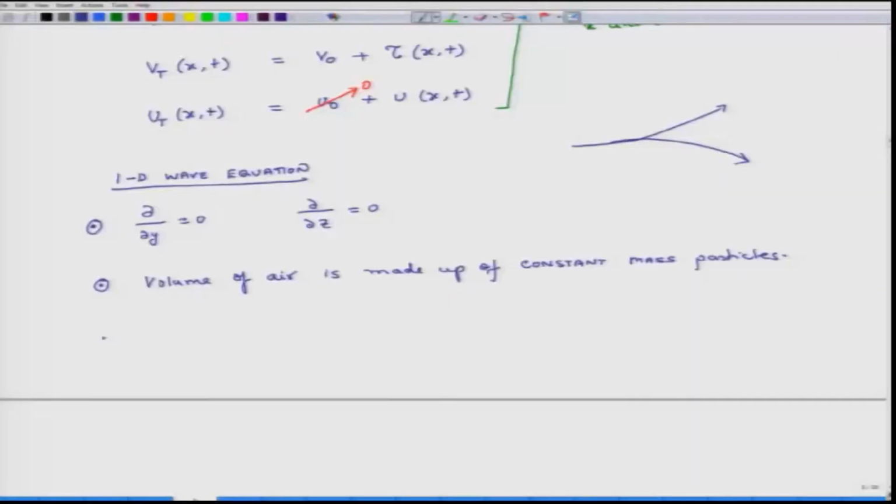And the third assumption is that P, rho, and tau are very small compared to P naught, rho naught, and V naught respectively.